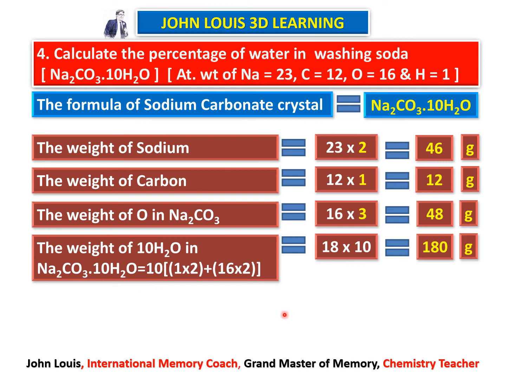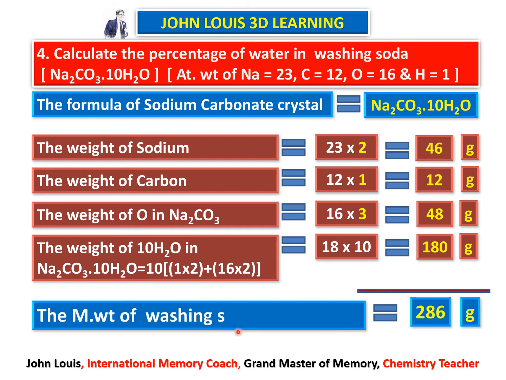180 grams. Therefore, if you sum up everything, what is the total weight you get? 286 gram. What is this? This is the molecular weight of the washing soda. See, out of 286 grams of washing soda, what is the weight of water? 180 grams. Majority is water weight only. Out of 286, 180 grams are water only.